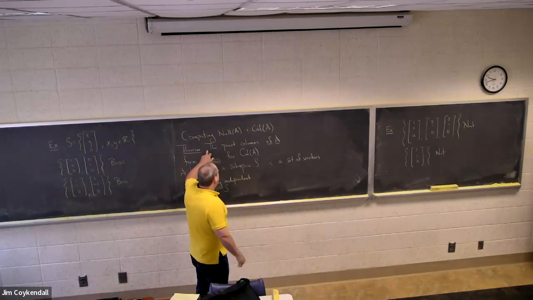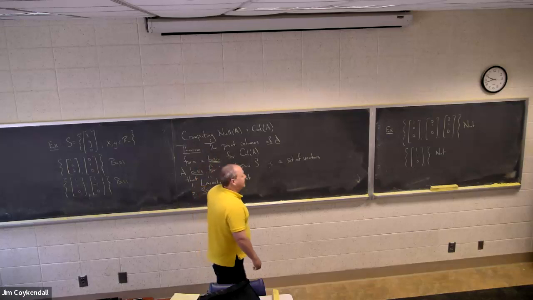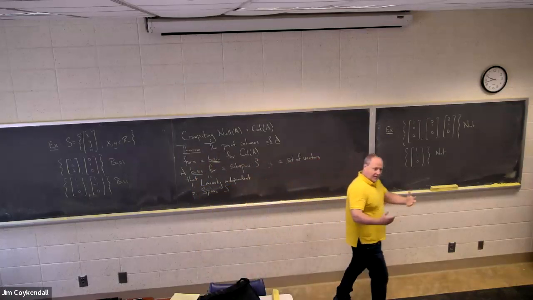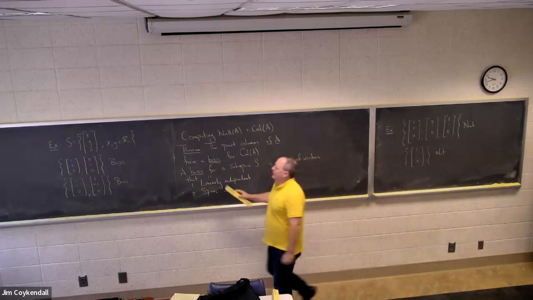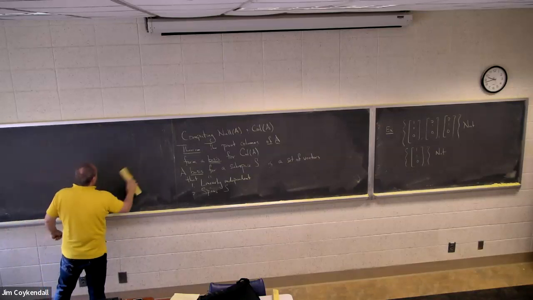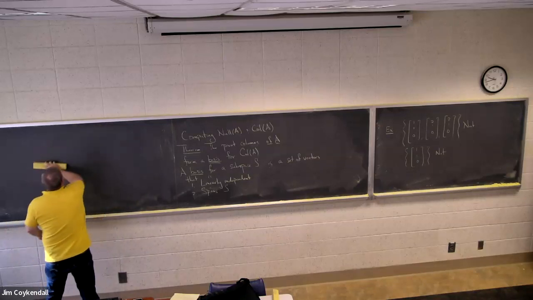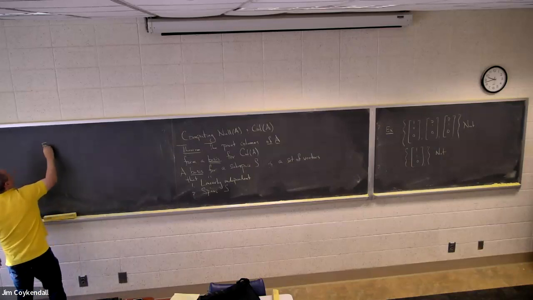So it turns out if you want to compute a basis for the column space, all you've got to do is identify the pivot columns. So let's look at an example. We'll figure out both a basis for the null space and a basis for the column space.